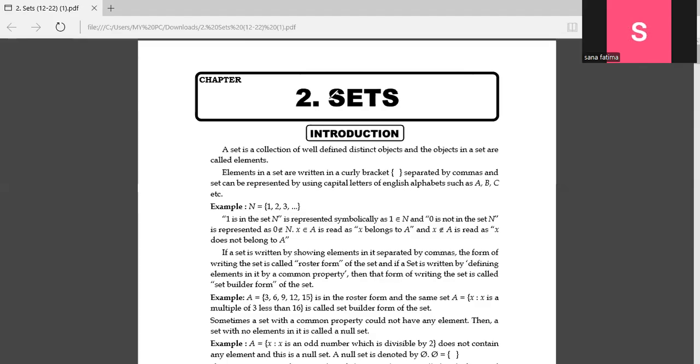Now let us start the next chapter, that is sets. Probably you all are aware of sets. You have already listened to it in school, and you have learned about sets throughout the year.